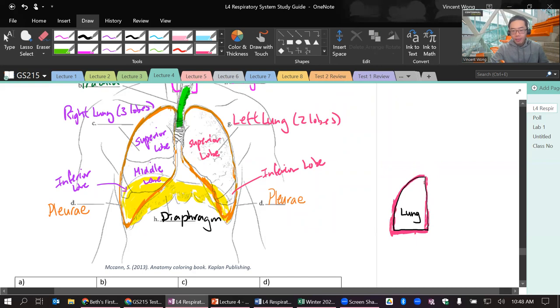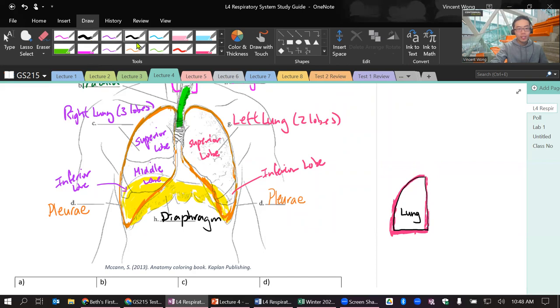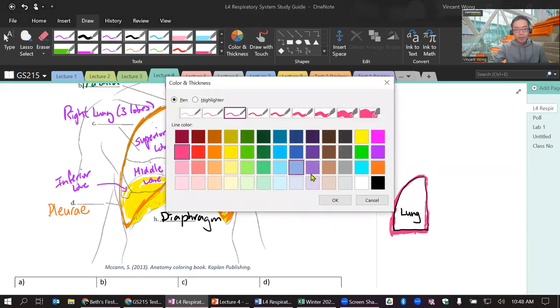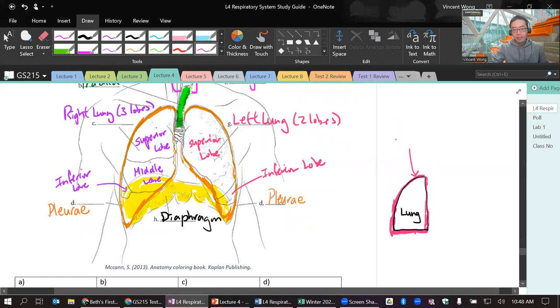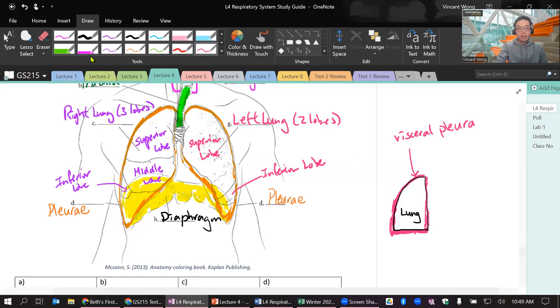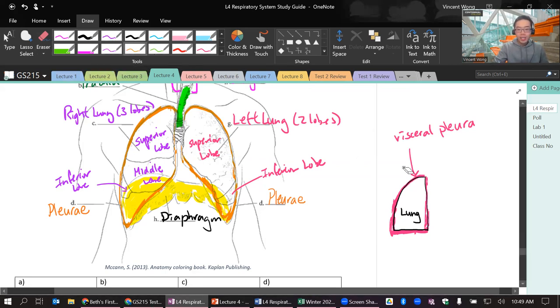Now, if you remember anything from the heart, from the cardiovascular system, you might remember that the one that's touching the organ, that's the visceral. Visceral pleura. Singular now, okay? Now, on the outside, again, this is not to scale. I am exaggerating the picture so that you can have a better look. There is another layer. That's going to be the parietal. Parietal pleura.